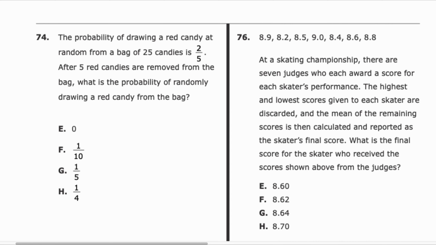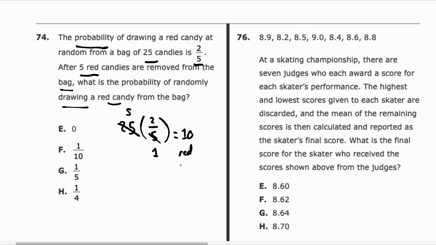So the probability of drawing a red candy at random from a bag of 25 candies is 2 over 5. After 5 red candies are removed from the bag, what is the probability of randomly drawing a red candy from the bag? Okay, so let's first figure out how many red candies we have to start with. If we have 25 candies and the probability of drawing a red candy is 2 over 5, then we can multiply them to figure out how many red candies we have to start with. So we have 10 red candies to start with.